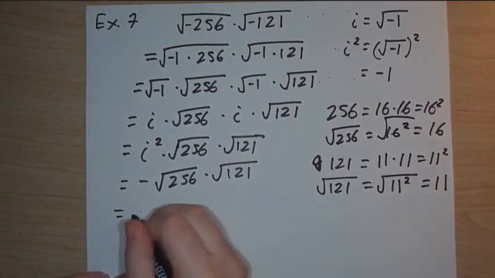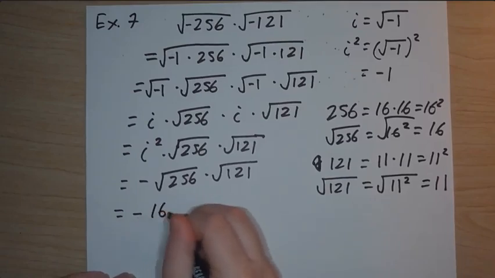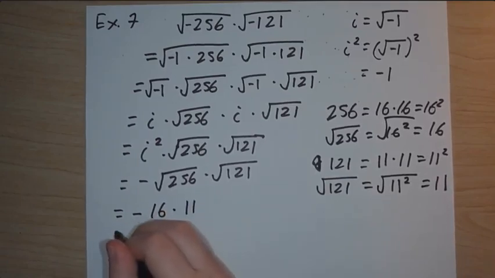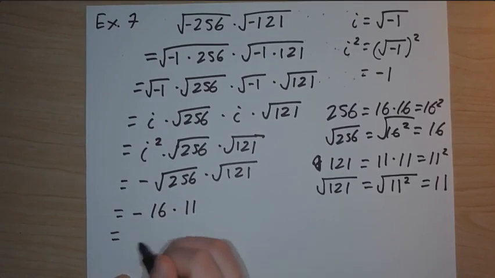So coming back over here, this is the same thing as negative 16 times 11, which, if we put that in our calculator, is negative 176.